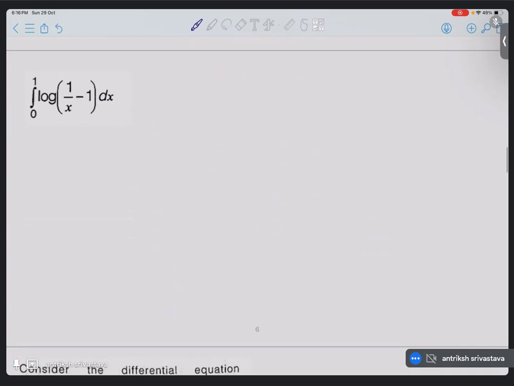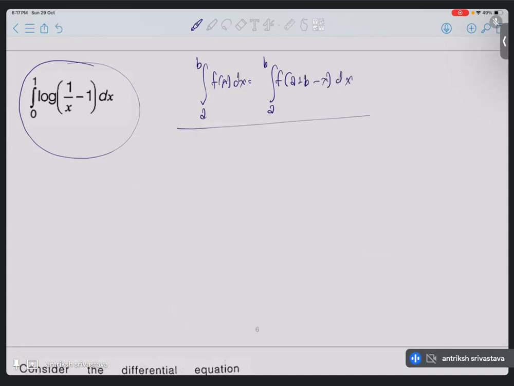Okay, now this is another question. I want you guys to solve this question. I will tell you, you have to use the same concept: integral from a to b of f(x) dx is equal to integral from a to b of f(a + b - x) dx. You have to use the same concept as we have seen in the first question that we have dealt with today.